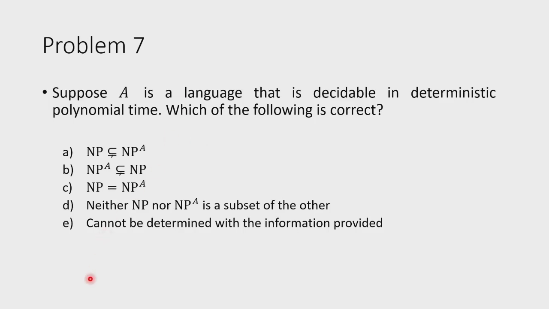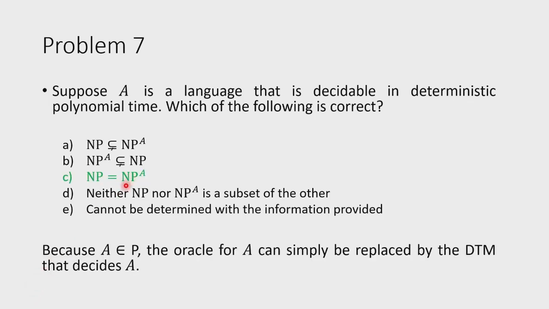Is it E? Okay, no, the answer is C. And the reason, okay, if A were an arbitrary language, you could say E, but A is a language that is decidable in deterministic polynomial time. That is, A is in P, right?